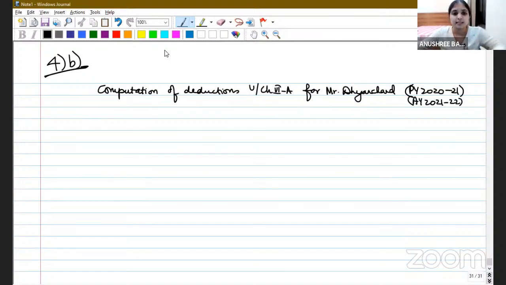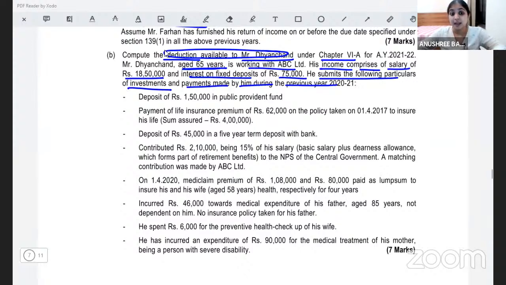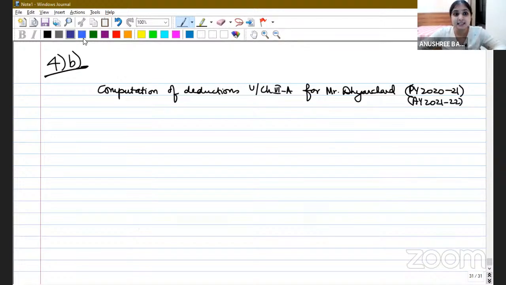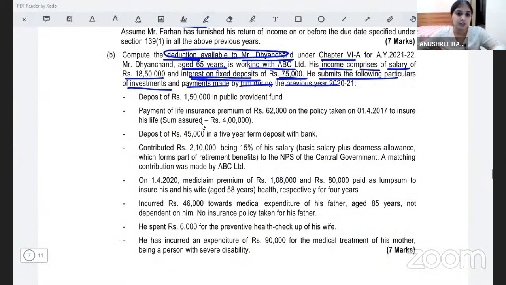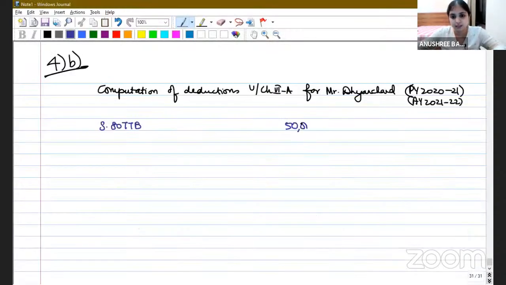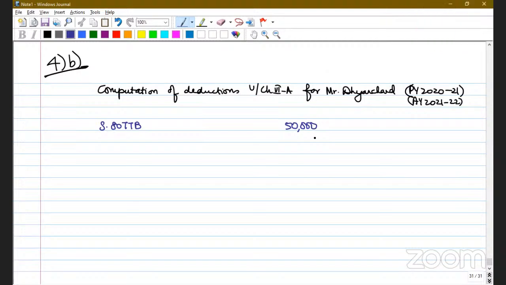All right, his salary income is 18,50,000. FD interest is 75,000. Tell me at this stage, does any section come to your mind? His FD interest is 75,000. Senior citizen FD interest, we get deduction under 80TTB. But what is the maximum deduction you can get under 80TTB? Only 50,000. So he's earning 75,000 interest, but we will give him only 50,000 deduction.